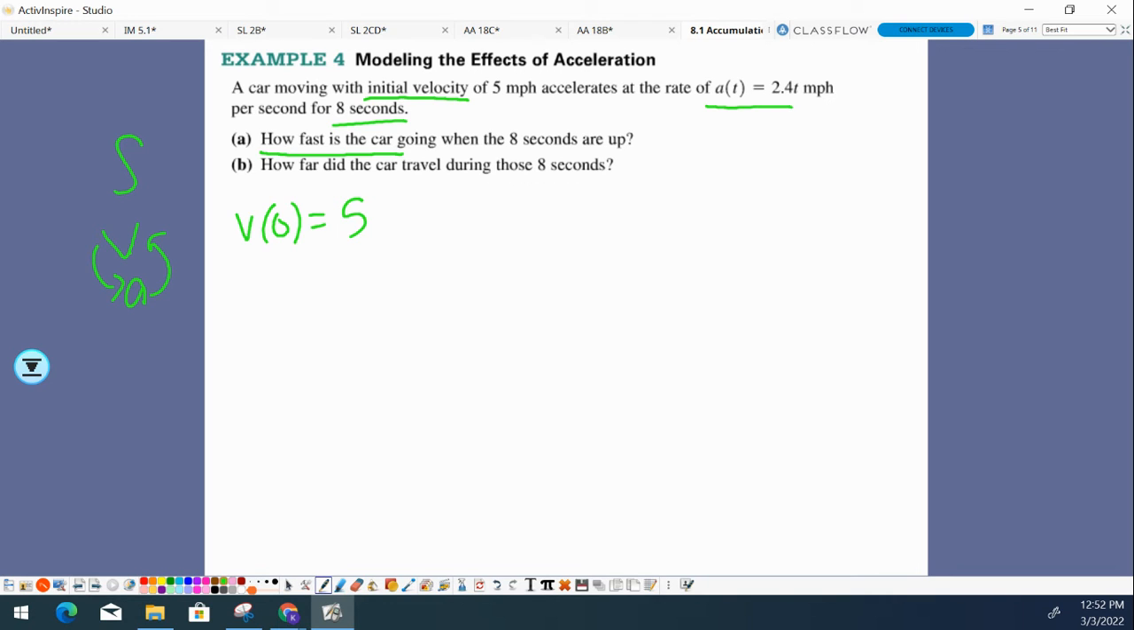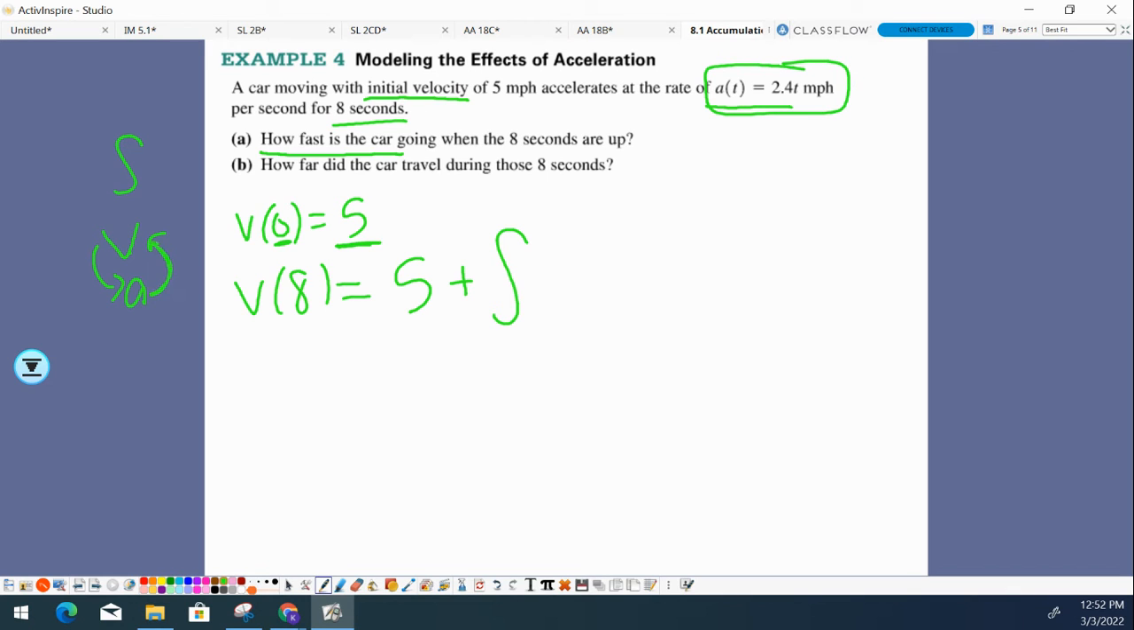All right, so if I want to find v of 8, I need to use my initial velocity of 5 plus, since this was at time 0, I'm going to integrate the acceleration.